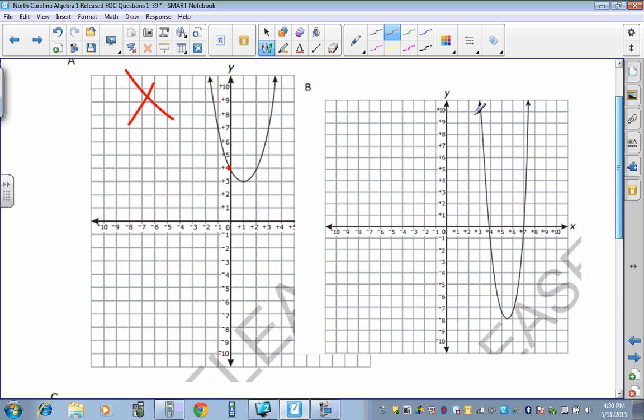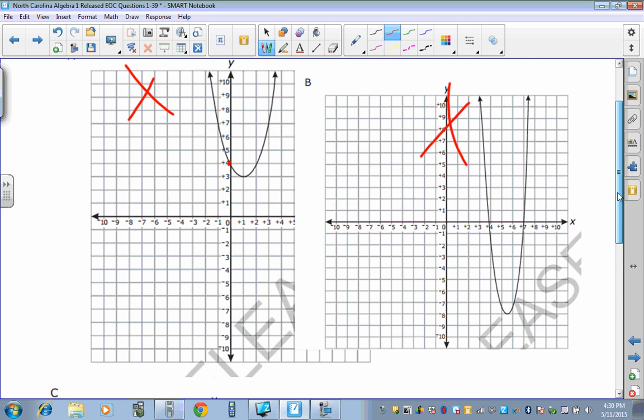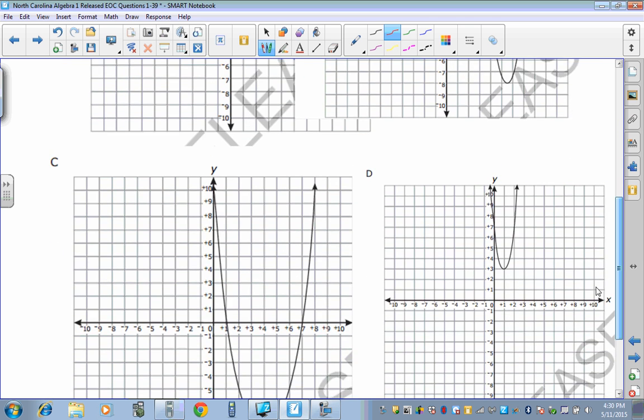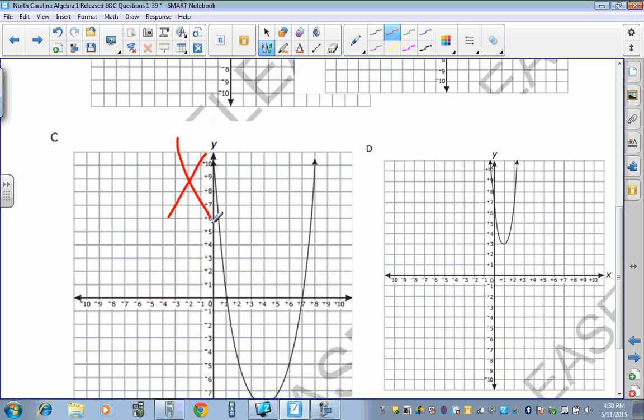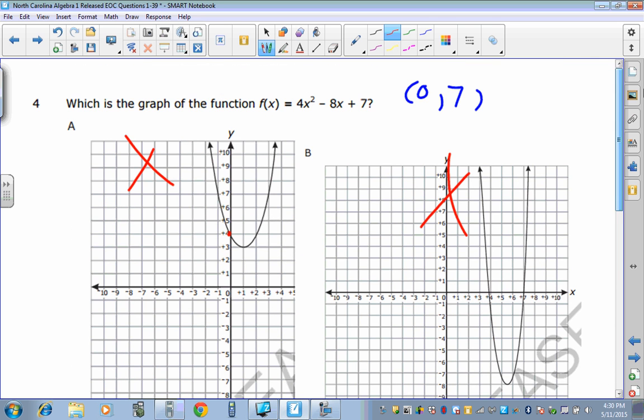B, look, it keeps on going. Goodness knows whatever that y-intercept is going to be. It's not 7. Keep on going down. C, the y-intercept is 10. That's not it. Okay, and look right there. Look at D, the y-intercept is 7. Okay, and that's the only one. So that is true. That is a positive 4.